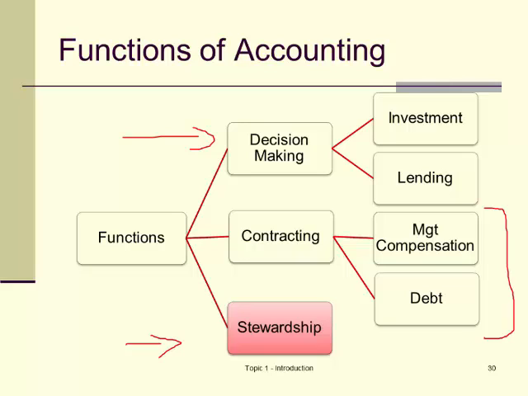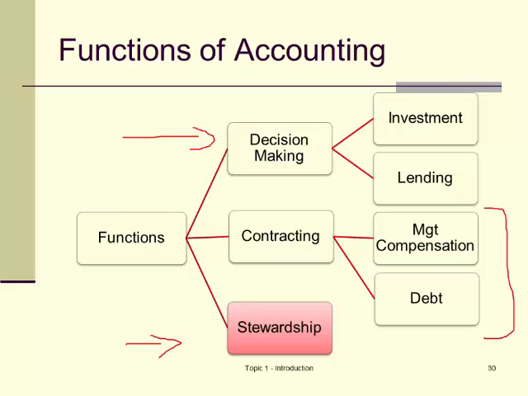So I used to think stewardship and decision making were actually the same thing. But if you look at it, they're actually a little bit different. If I give you $1 million, and at the end of the year I ask you, what have you done with my money? All you need to tell me is where that $1 million went. Did you invest it or spend it according to my instructions? So historical cost information is sufficient to discharge stewardship.